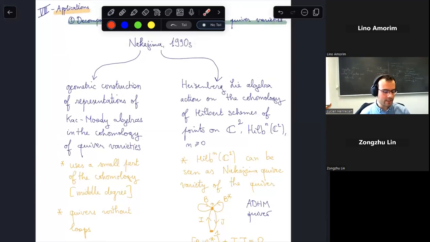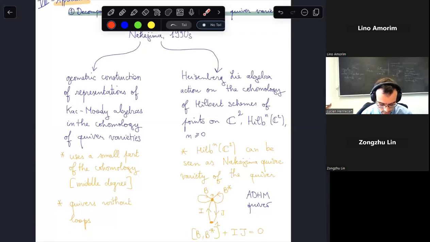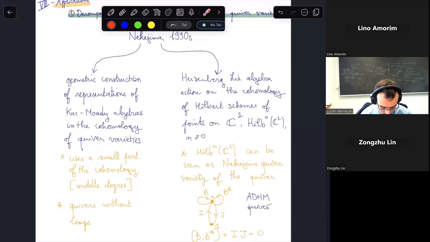As I explained to you yesterday, Kac-Moody algebras are defined in a combinatorial way by generators and relations. And the representation theory can also describe highest weight representations and so on in a quite combinatorial way. But if you want to get some understanding of this, it's good to have a geometric construction. And very often, a geometric construction is going to provide you with canonical bases, positivity properties, and a nice interpretation, which gives some more feeling about this subject. This construction uses a small part of the cohomology of the Nakajima quiver variety, which is the middle degree part. And also, it was restricted to quivers without loops, because as soon as you add loops, it's more complicated and you get Borcherds or generalized Kac-Moody algebras.